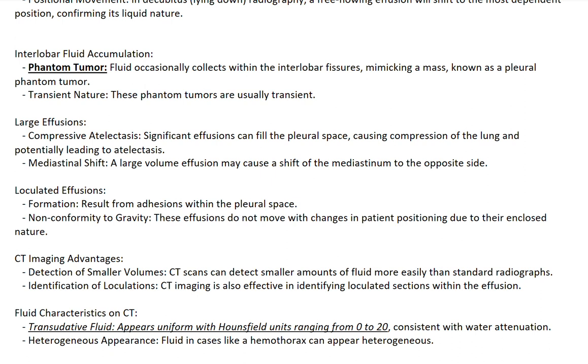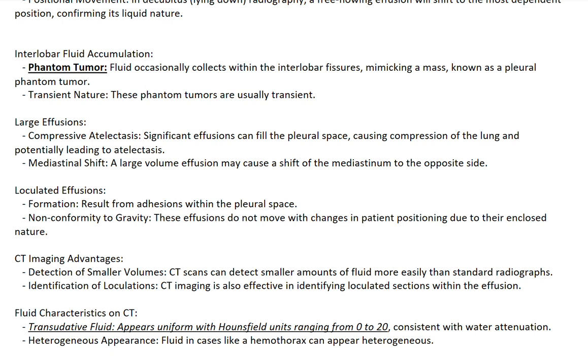7. CT imaging advantages. Detection of smaller volumes. CT scans can detect smaller amounts of fluid more easily than standard radiographs. Identification of loculations. CT imaging is also effective in identifying loculated sections within the effusion.